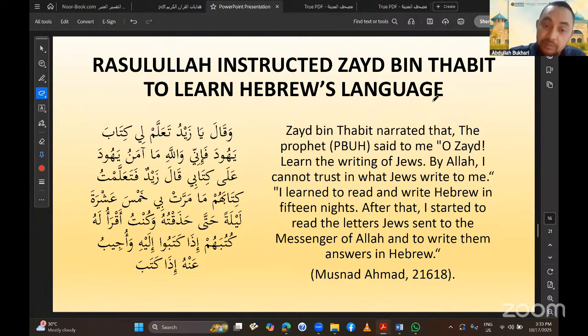After that, I started to read the letters of the Jews sent to the messenger, sent to Rasulullah, and to write them answers in Hebrew. Meaning by that, learning language is always in line with the request of our Holy Prophet. So that is why you need to align your intention in the beginning.